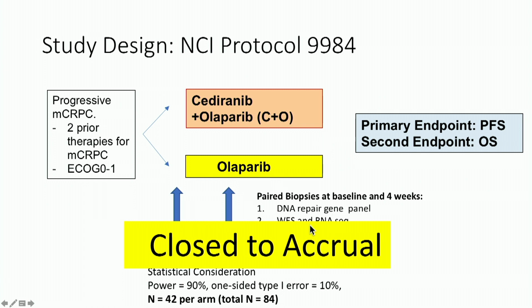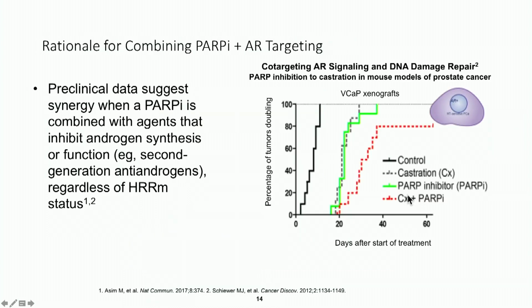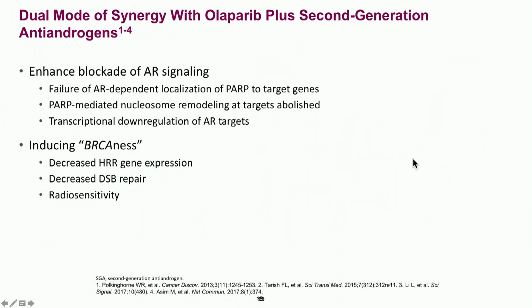This trial closed to accrual about 2 months ago. So next year, I hope they'll be able to report the preliminary data from this particular study. There's a similar rationale for combining androgen blockade with targeted therapy, and the preclinical data suggests when you combine a PARP inhibitor with agents that will inhibit androgen synthesis, you can actually have synergy. And this is a study that was performed in animal xenografts. Here is the control, and here is the combination therapy of androgen blockade plus a PARP inhibitor. Much better cell death.